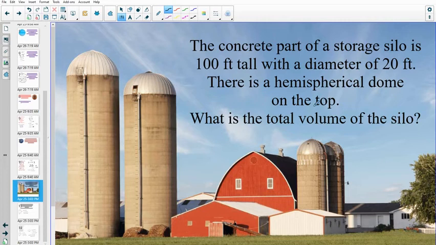Anyway, the storage silo that we're looking at in particular is 100 feet tall, and the diameter is 20 feet. And then on the top of it, there's a hemisphere. Hemisphere, I'm sure you've heard that word before. That is just half of a sphere. And I want to know, what is the total volume? So first, I'm going to find the volume of the cylinder, and then we'll find the volume of the hemisphere by taking a whole sphere and then just taking half of that.